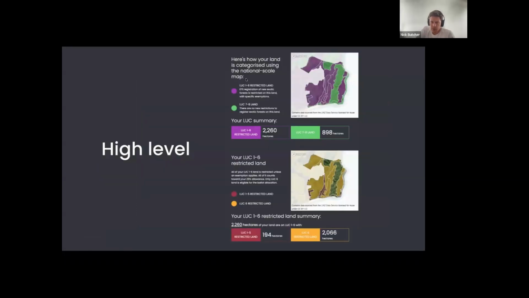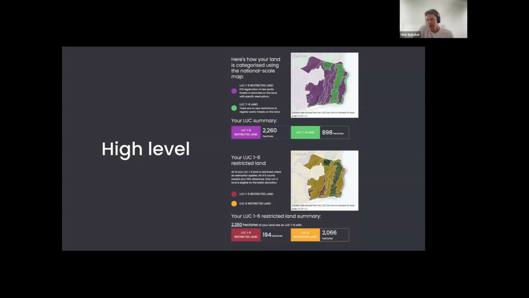So late last year, we released these high-level analysis tools of, under these constraints, what might your restrictions and hence your opportunities be on your land? And here you can see this is a particular block, which I'll take a closer look at in a moment on a live demo. The total farmland is 3,180 hectares. Of that, 2,260 of it is LUC 1 to 6, on the regional level LUC, and hence could be restricted. The remaining 898 is LUC 7 to 8.